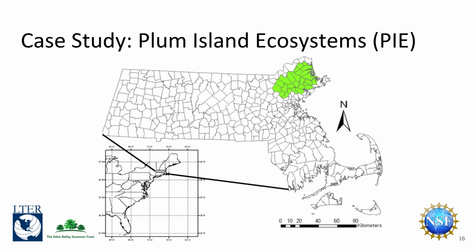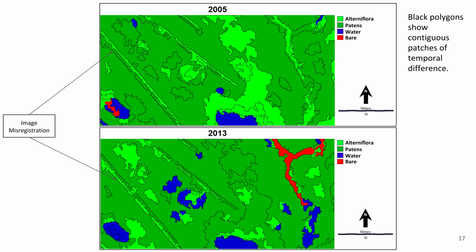a case study using a marsh, which is part of the Plum Island Ecosystems long-term ecological research site located in northeastern Massachusetts. The data derive from remotely sensed images at 2 time points, 2005 and 2013. Each time point has 4 categories: Alterniflora, Patens, water, and Bare. Alterniflora and Patens are 2 types of Spartina, which are cord grasses that can be challenging to distinguish using remote sensing. Black polygons show contiguous patches of temporal difference. Each patch of temporal difference involves 2 categories, a losing category and a gaining category.